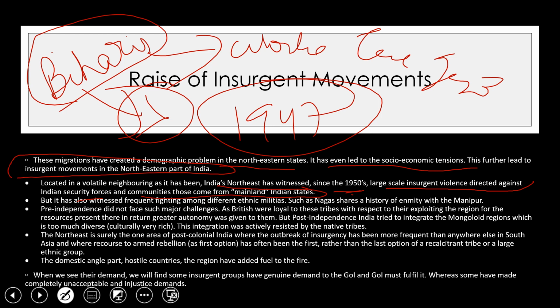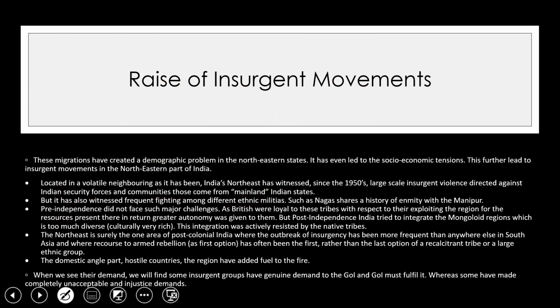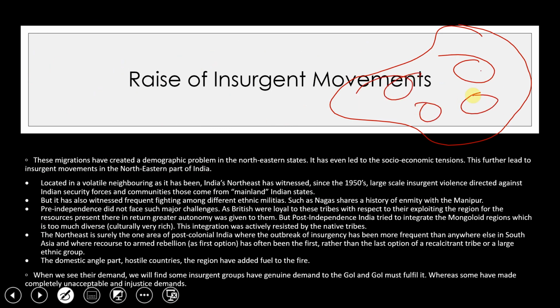But it has also witnessed frequent fighting among different ethnic militias, such as the Nagas, who share a history of enmity with Manipur. It is not like the eastern states are united. Within the eastern states, we will see these groups fighting with each other also. Thus Nagas had a history of enmity with Manipur. Here is Nagaland, here will be Manipur.